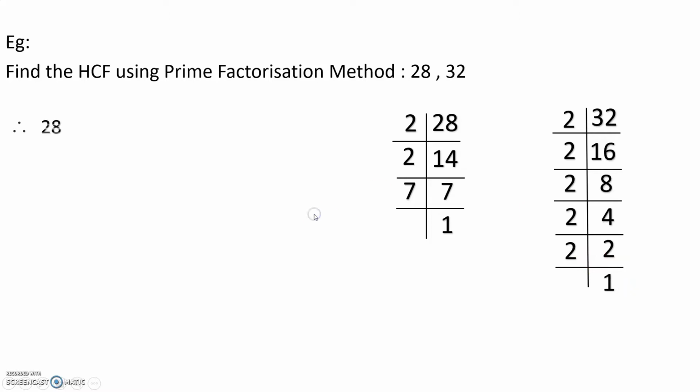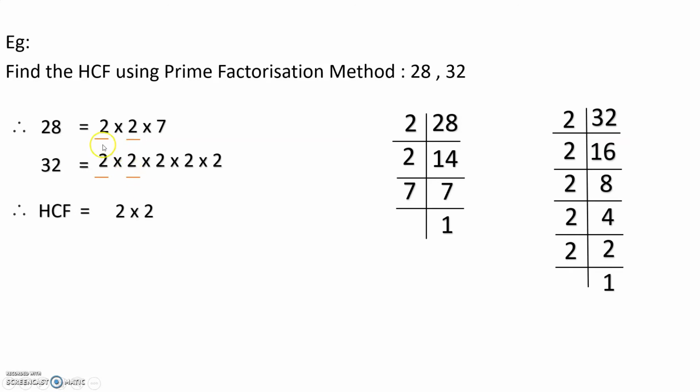So therefore 28 is equal to 2 into 2 into 7. 32 is equal to 2 into 2 into 2 into 2 into 2. So what are the common numbers? Yes, this 2 and this 2, because here is 7 and here are 2s. So no other common numbers. Therefore HCF will be 2 into 2. Whatever numbers are underlined, only those we take here. So the answer is 4. 2 2s are 4.